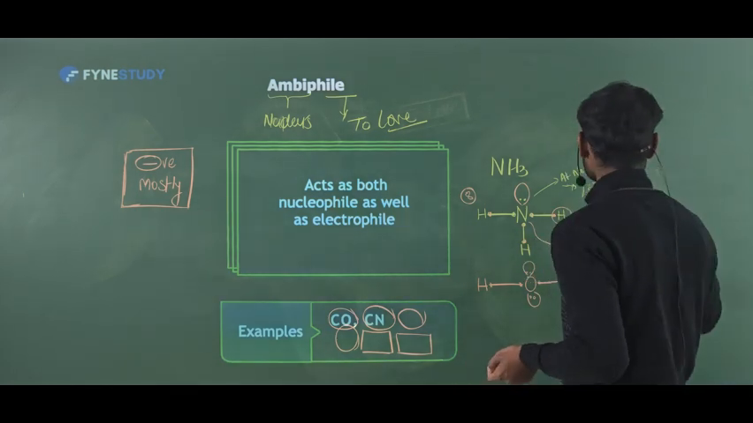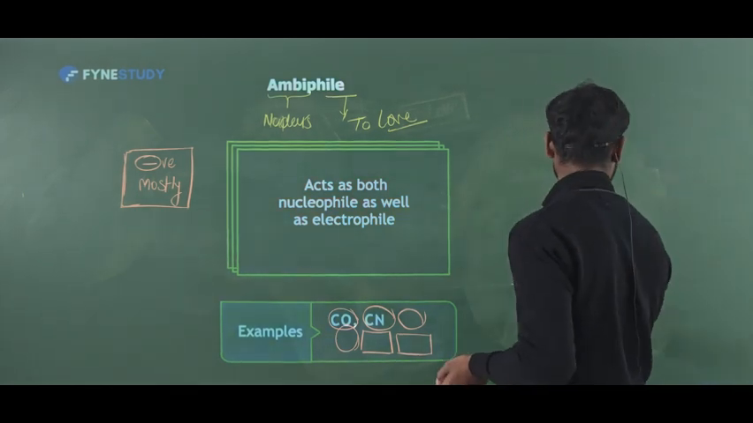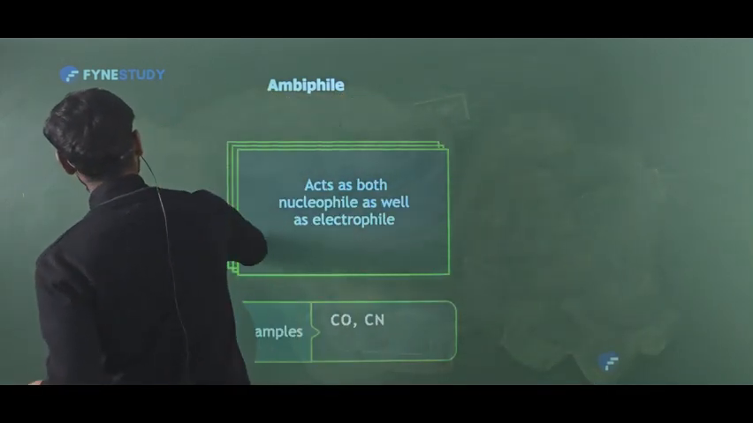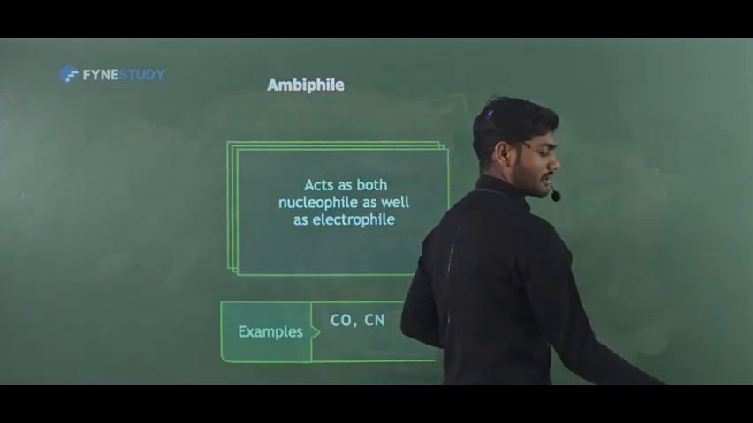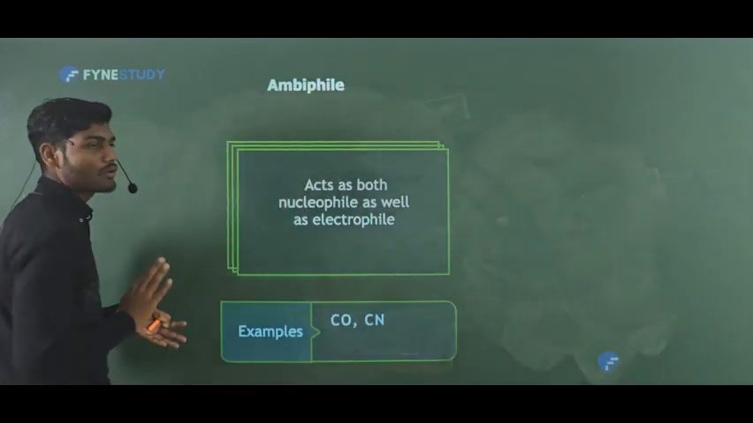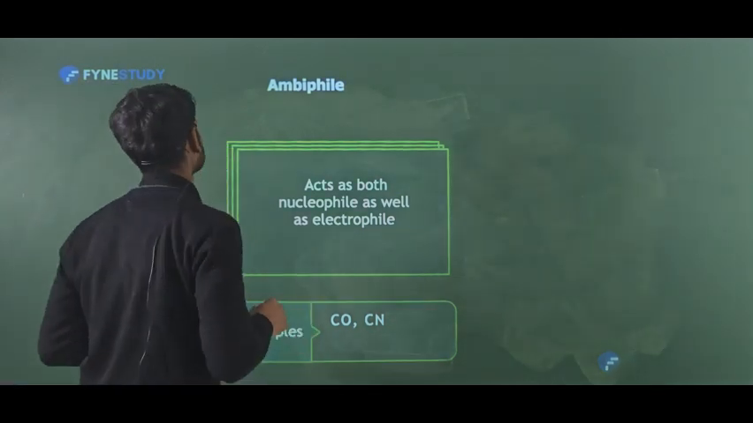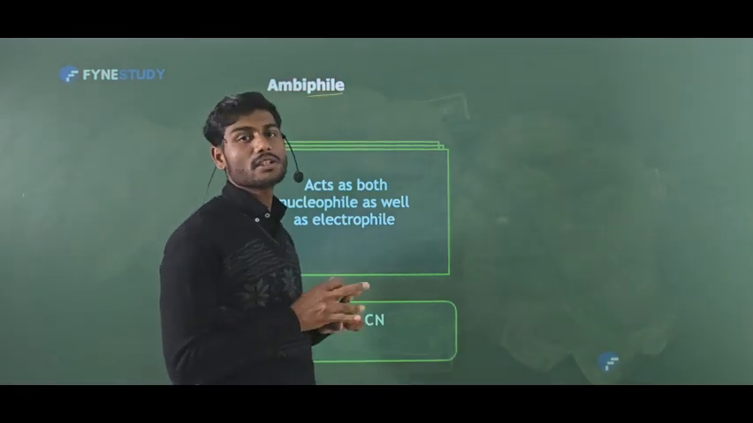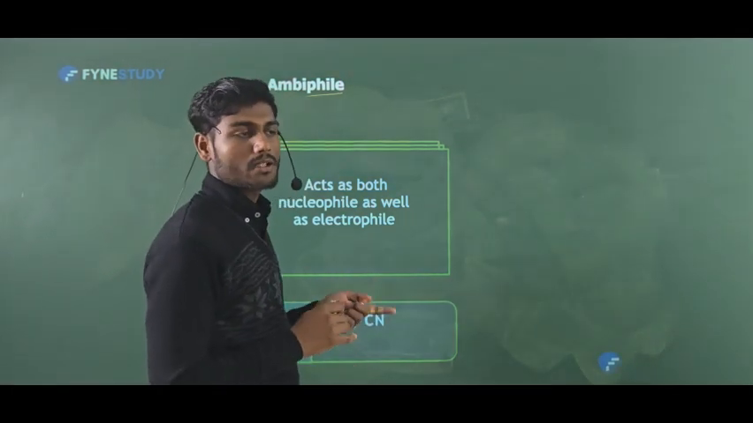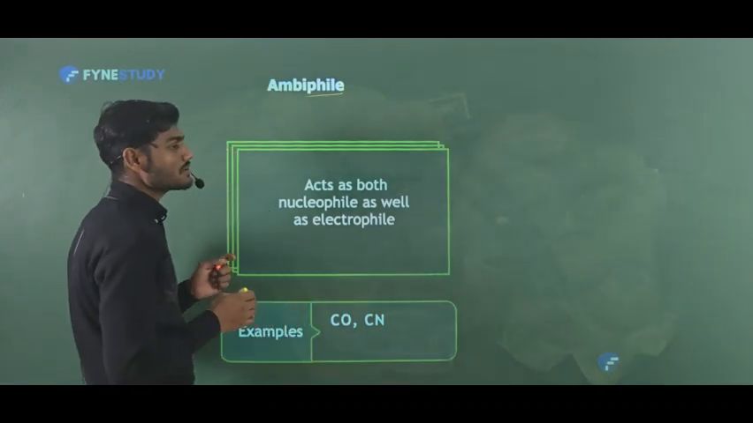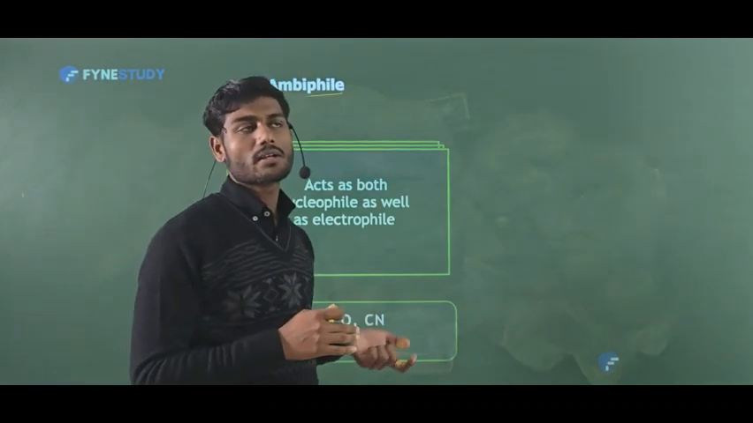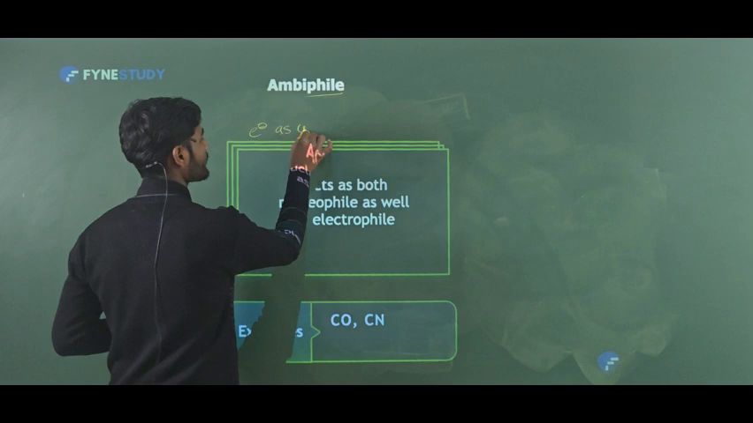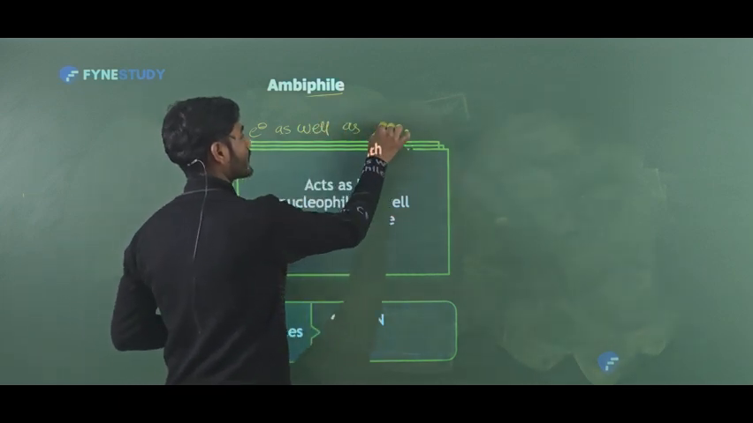Now one thing is the ambiphile. So what is an ambiphile? It's a mixture, you can say, a single species having both qualities. An ambiphile acts as a nucleophile and also as an electrophile. The species attracts electrons as well as donates them, like a nucleophile also.